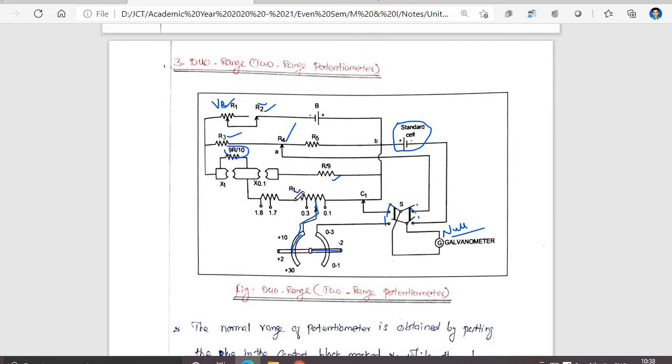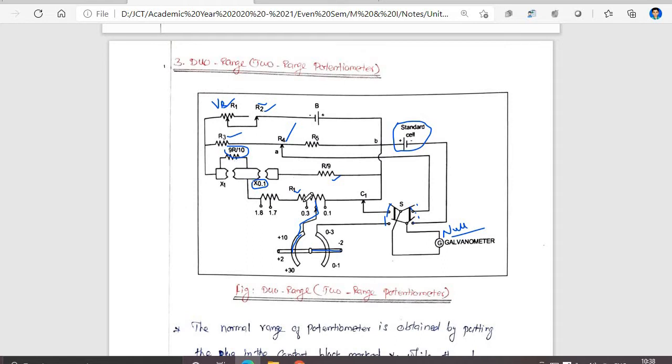Here you can adjust the tappings. Okay, and that R1 value is also connected to the variable plug type resistance 9R by 10. And here first you can connect the least resistance value. So you have to plug the resistance value in x 0.1. That is the least value of resistance to be added into the circuit.